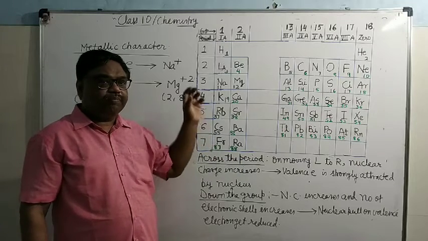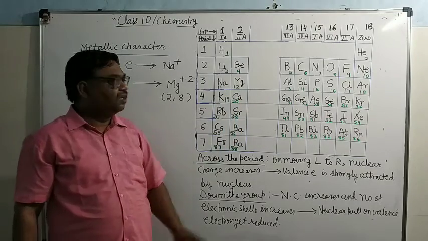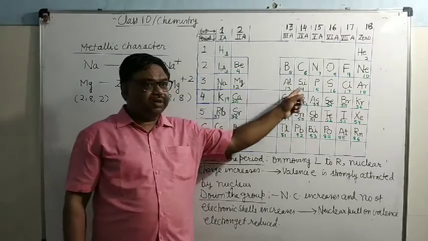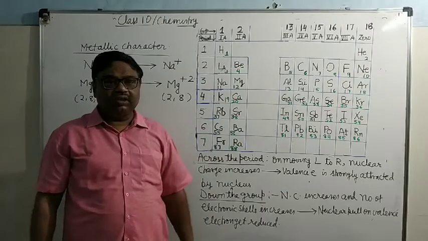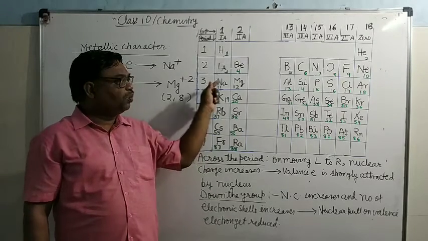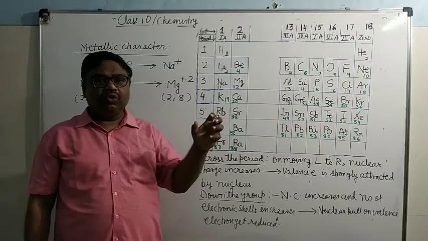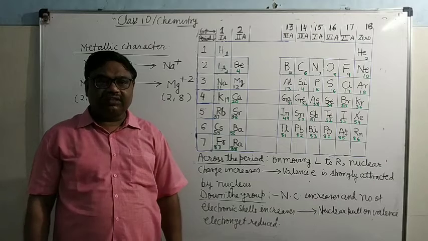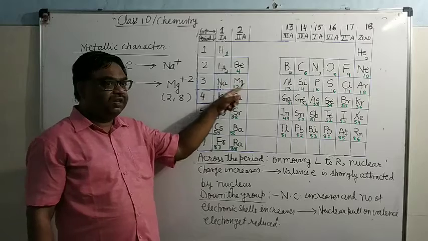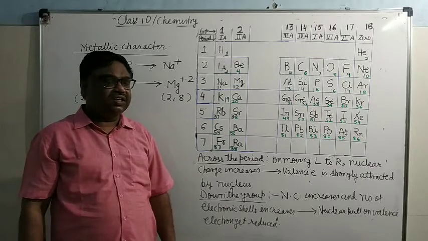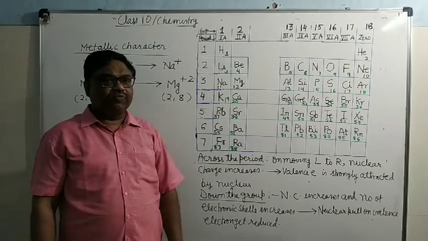therefore it will become more and more difficult to remove the electron from the valence cell. जब left to right किसी period में जाएंगे तो nuclear pull बढ़ता जा रहा है, nuclear pull is increasing. इसलिए nuclear pull is increasing, therefore what will happen? It will become more and more difficult to remove the electron from the valence cell. Means this will lose the electron more easily, Mg will lose the electron less easily. Aluminium will lose the electron with very less ease.